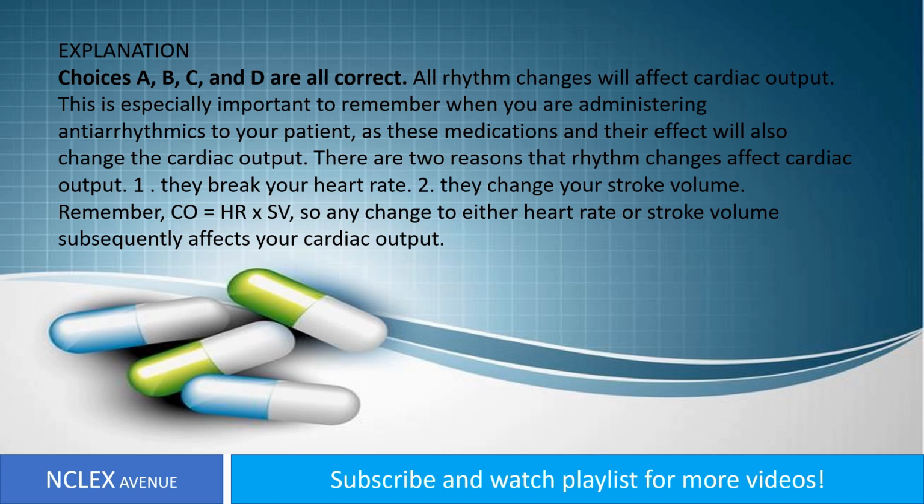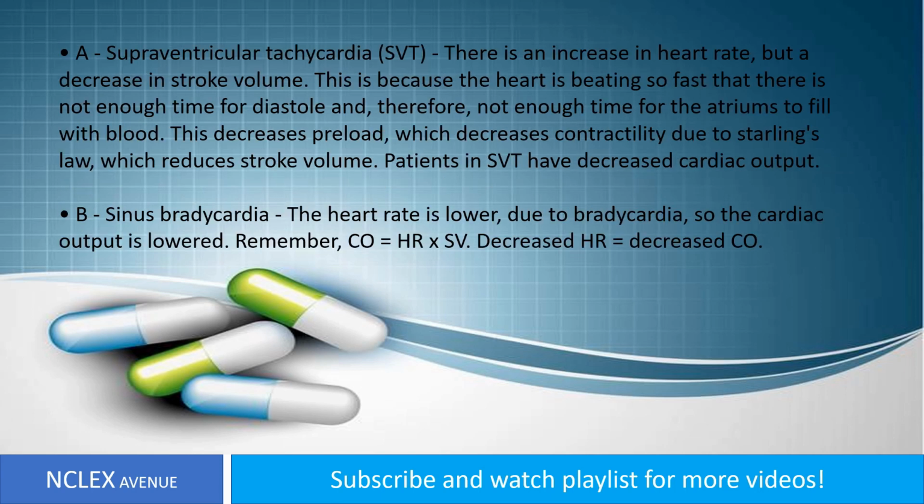All rhythm changes will affect cardiac output. This is especially important to remember when you are administering antiarrhythmics to your patient, as these medications and their effect will also change the cardiac output. There are two reasons that rhythm changes affect cardiac output. 1. They change your heart rate. 2. They change your stroke volume. Remember, CO equals HR times SV, so any change to either heart rate or stroke volume subsequently affects your cardiac output.